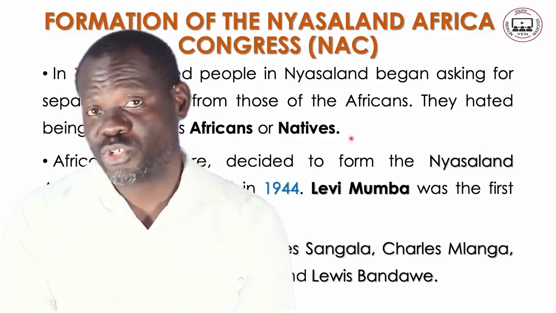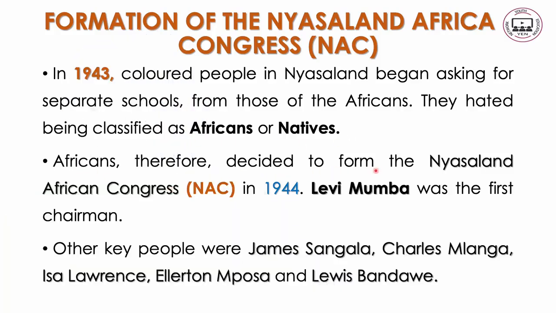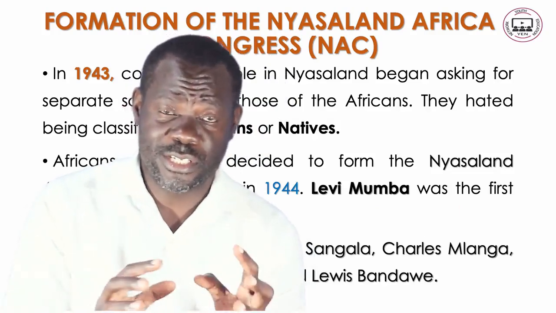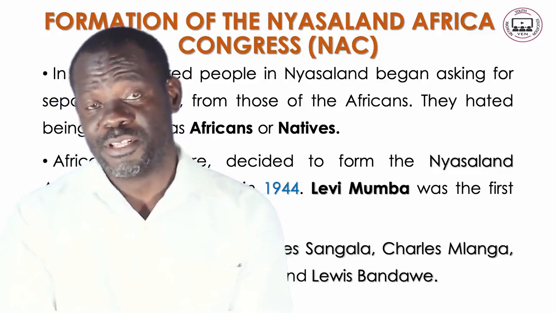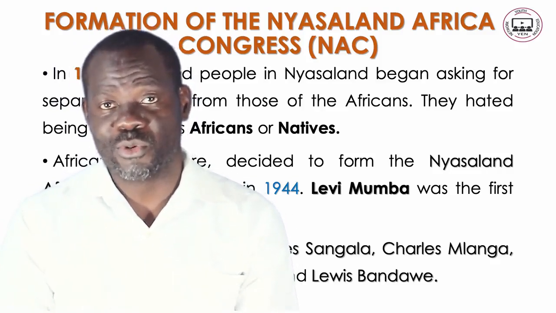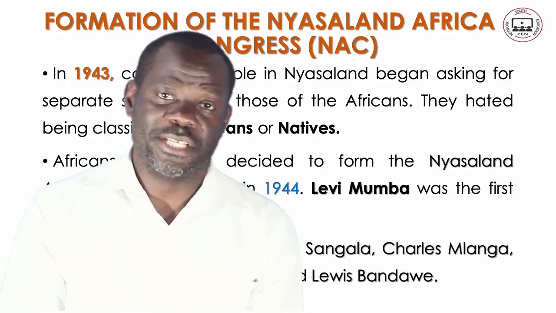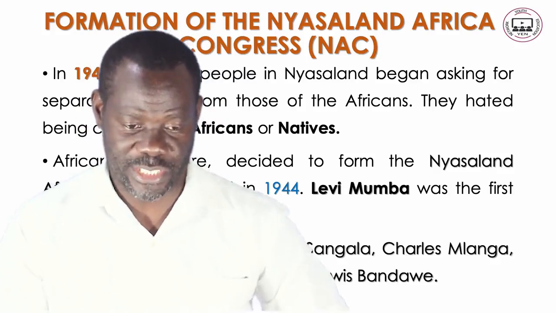Why? Because they did not want to be associated with the Africans. So Africans therefore decided to form the Nyasaland African Congress, the NAC, in 1944. Levi Mumba was the first chairman. So looking at the segregation started by the colored people, the Africans formed a grouping which was called the Nyasaland African Congress. Who was the leader? I said Levi Zuzo Mumba. Levi Mumba was the chairman of this Nyasaland African Congress.